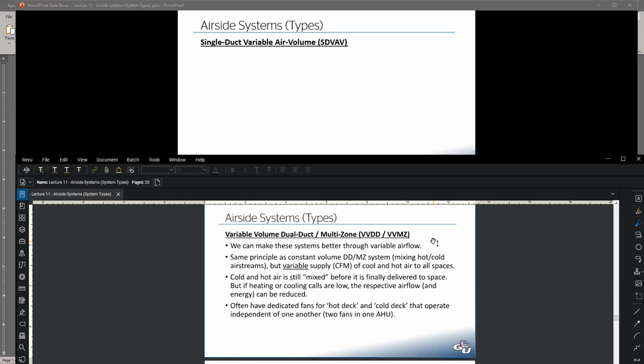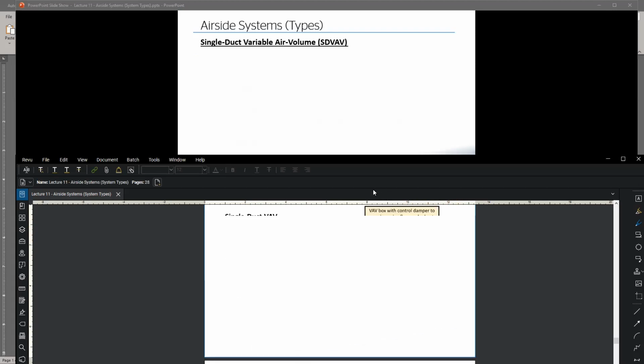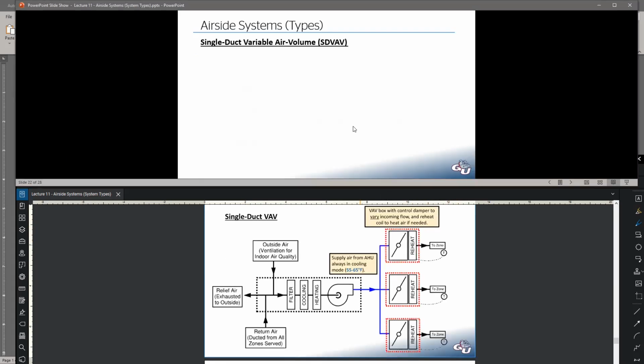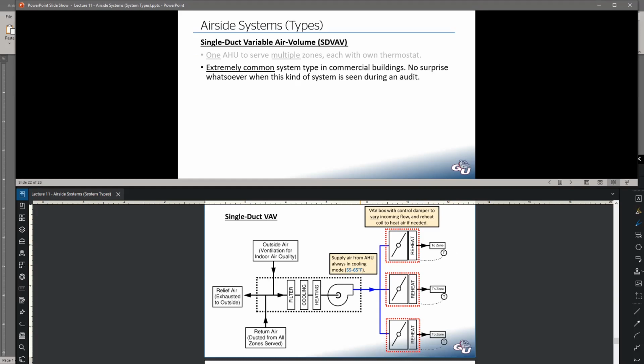The last system type is what's called a single duct VAV system. Again, this is one air handling unit that serves multiple zones, each with their own thermostat. Different from these other systems, this is an extremely common system type to see in commercial buildings. When I run into this, it's not a surprise whatsoever, because a lot of these systems are still installed today in new systems.